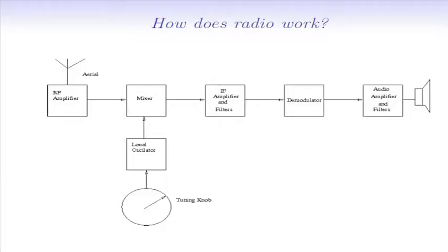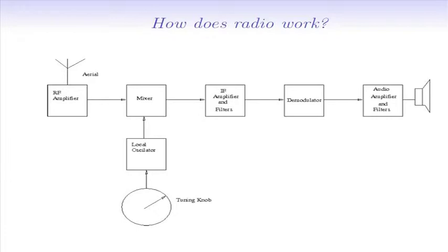So how does a radio work? Well, you have an aerial which picks up a very weak electric signal. You need an amplifier to make it stronger. And then all this stuff on the right-hand side of the radio works at a fixed frequency. So what you do is you take the frequency that the signal came in at and you sort of have to move it. And that's done by a thing called a mixer.